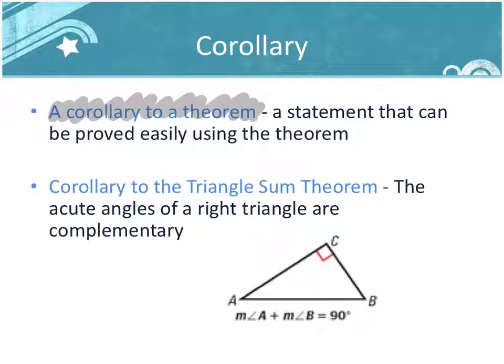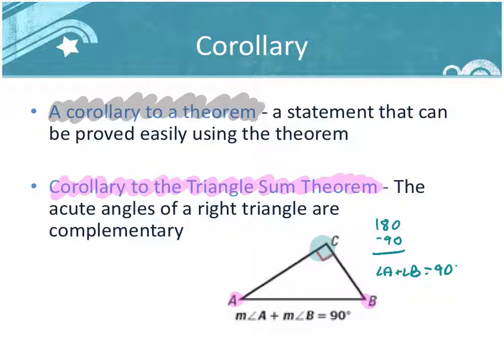And the corollary to the triangle sum theorem says the acute angles of a right triangle are complementary. Makes sense, right? That's what a corollary is. Something that just makes sense based on what you already know. If I know that all three of these add up to 180, and I know that this is 90 degrees, then all I'd have to do is do 180 minus 90 degrees to know that A and B equal 90 degrees, and if they're 90 degrees, they are complementary. So that's all this means, okay? The corollary to the triangle sum theorem says the acute angles of a right triangle are complementary.